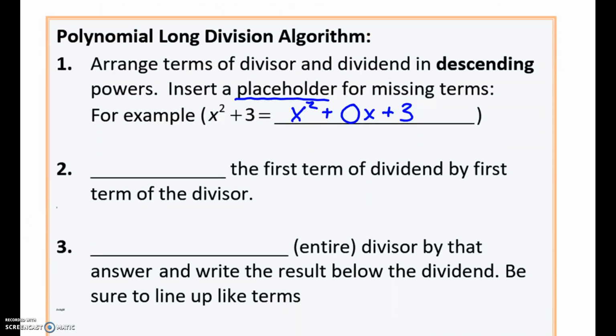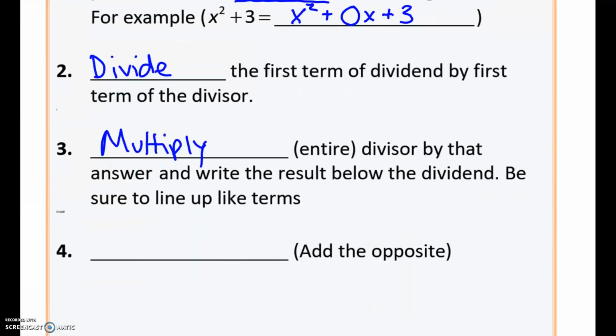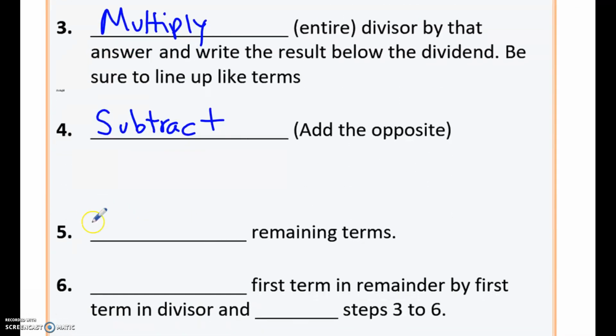After that, we are going to divide the very first term by the divisor. Then we multiply the entire divisor by whatever we got when we divided and write the result below the dividend. And then we're going to line up our like terms. At that point, we subtract, also known as adding opposites. Then we drop down our remaining terms.